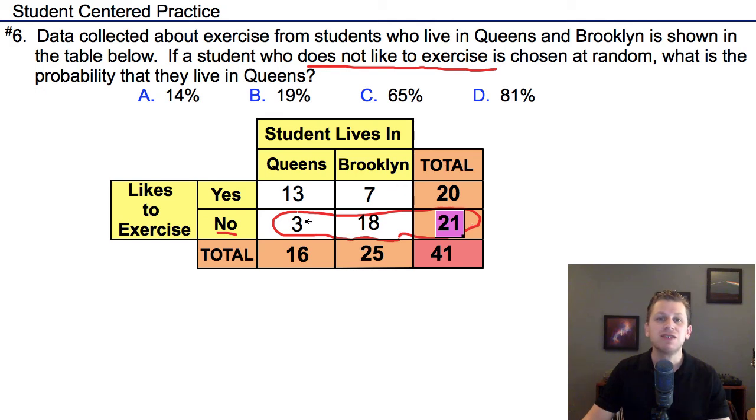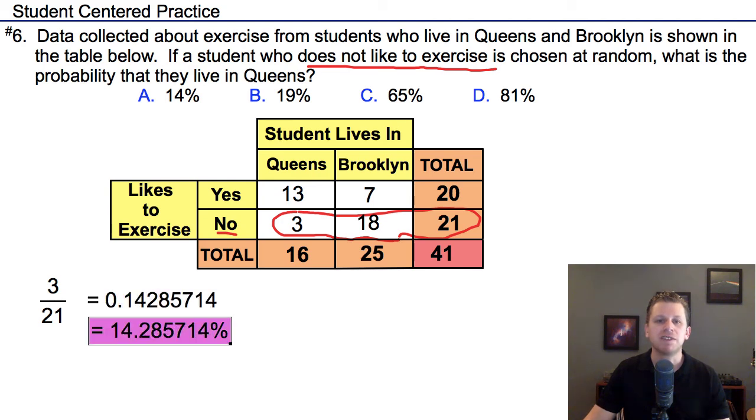Well, I can see of the students that do not like to exercise, only 3 of them live in Queens. So the exact probability is 3 out of 21. To find the percent, first divide to make it a decimal, and then multiply by 100 to make a percent. And I get 14%. So if a student who does not like to exercise is chosen at random, 14% of them would live in Queens.